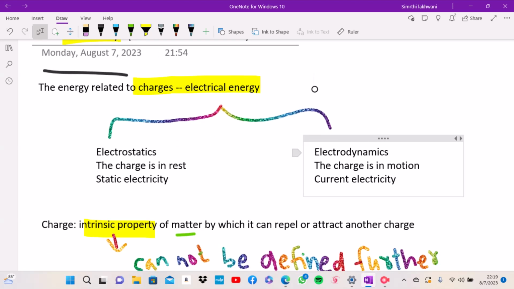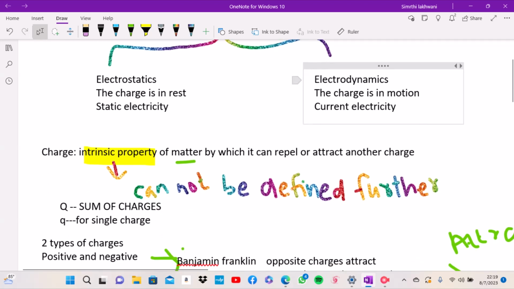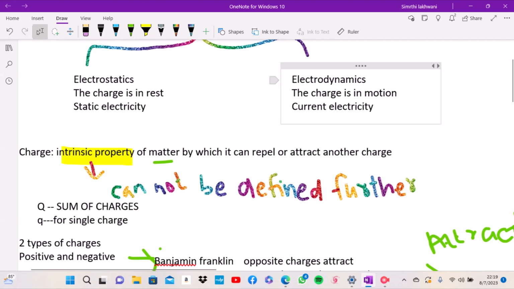Now, before moving ahead, you must know what charge is. We are talking about the energy related to charge, the charge at rest, the charge in motion, but what actually is this charge? Charge is basically an intrinsic property of matter by which it can repel or attract another body. Now, what is an intrinsic property? Any property that cannot be defined further.